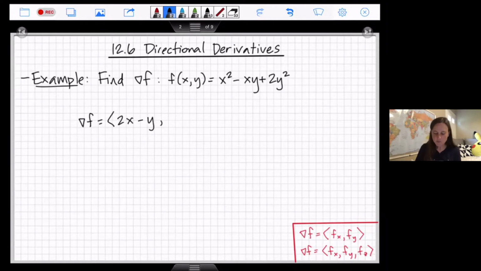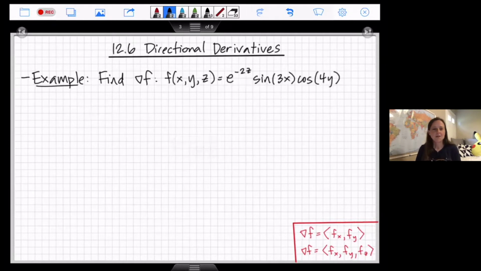All right, so my second component of the gradient, we're taking the derivative of f with respect to y. So the derivative of x squared is going to be 0. And with respect to y, minus xy, we're going to take off that coefficient, which is the x. And then the derivative of 2y squared is going to be 4y. Okay, so nothing really new here. We're just taking partial derivatives with respect to the two variables and throwing them in a vector.